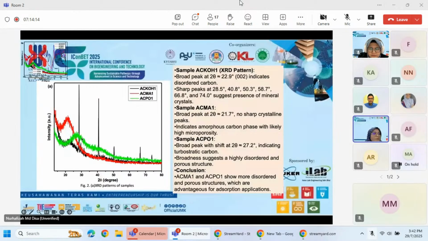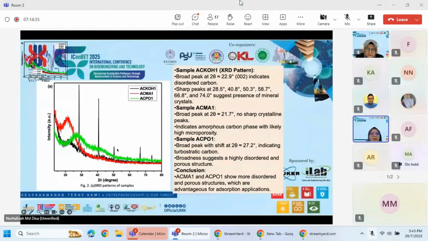And superimposed on this amorphous background are several sharp peaks, like, if we close up, 28, 40, 50, and also 58 until 74 here. It confirms the presence of mineral crystals within the samples. It's normal for the biomass sample.